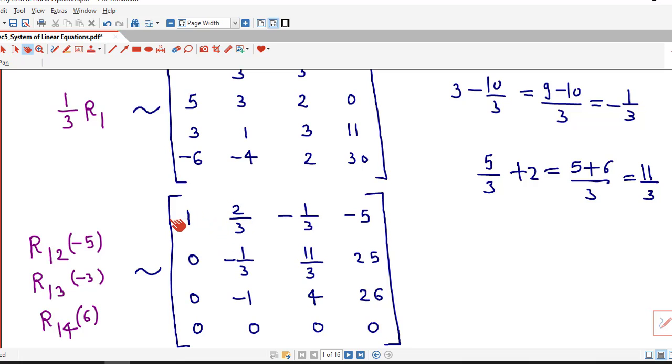So the first non-zero entry of the first row is 1 and all the entries below it in this column are 0. Now we come to the next row's first non-zero entry.